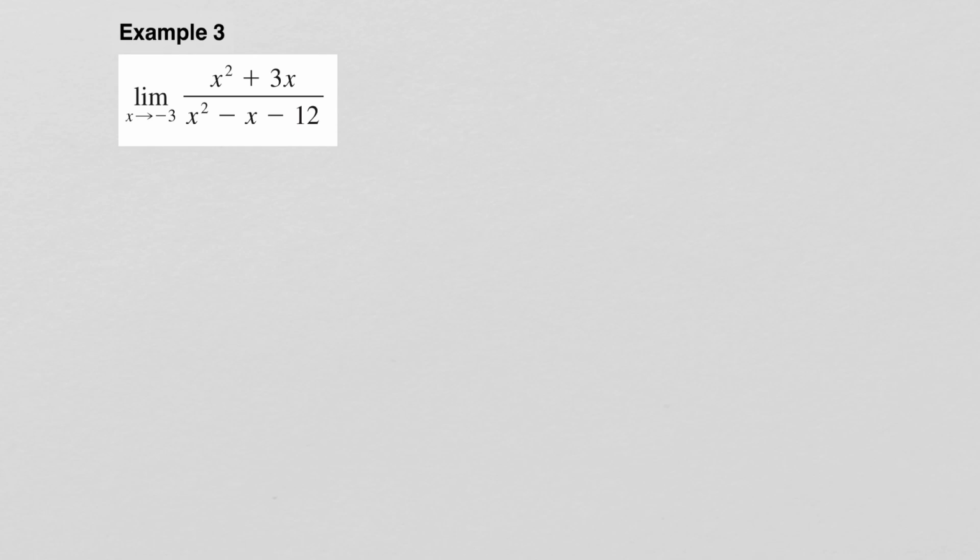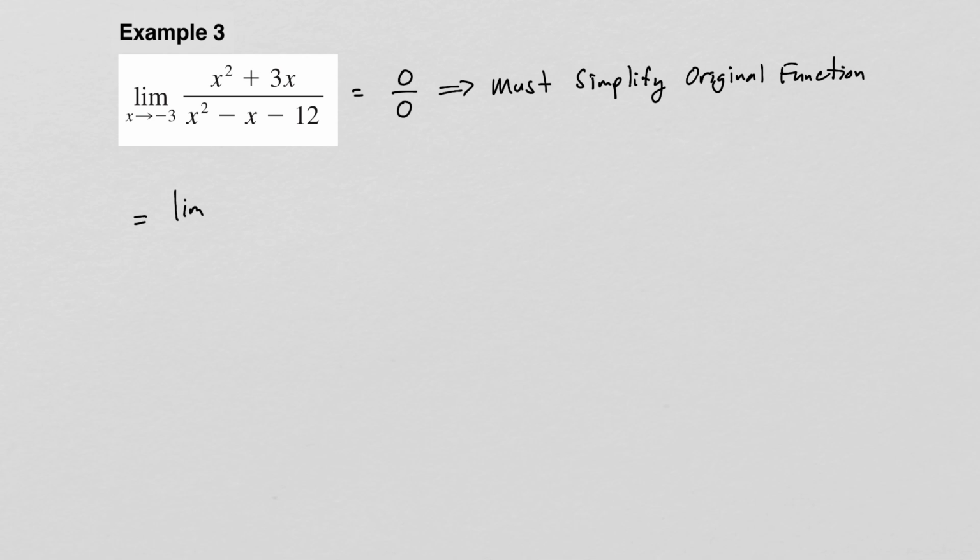In the next example, you have to be a little bit more careful. If you take this limit by applying the limit to the numerator and denominator, you will find out after using all the limit laws that you will get 0 divided by 0. And this is a problem. Anytime you get 0 divided by 0, it means that you must algebraically simplify your original function. So what do I mean by this? Well, let's think about what we can do to this function.